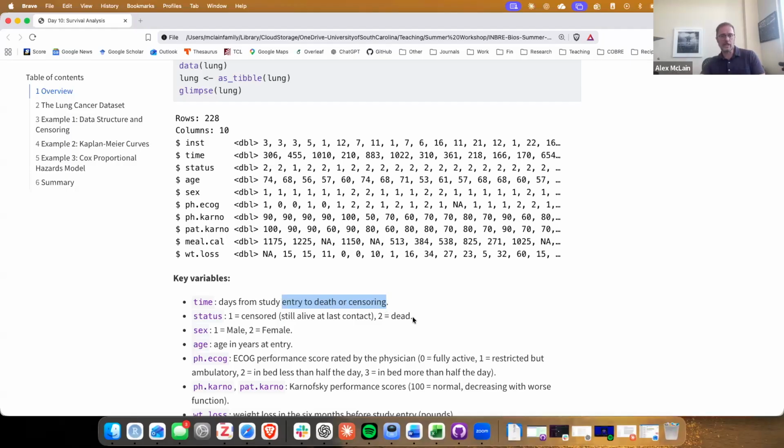With that, we will have a status or a censoring variable. Here, status is equal to 1 if the person was still alive at that last time of contact, and 2 if they were dead. So if we look at these first 3 individuals, how long they were in the study: 306 days, 455 days, 1,010 days. Status: 2, 2, 1. So that means the first 2 individuals died in the study at 306 and 455 days. The third individual was still alive at 1,010 days. So when the study ended, they were still alive.